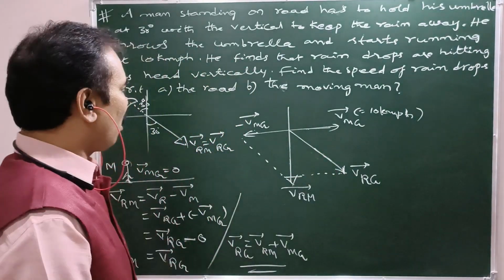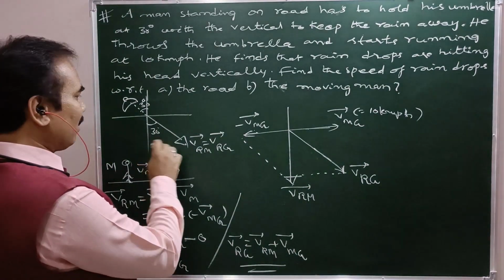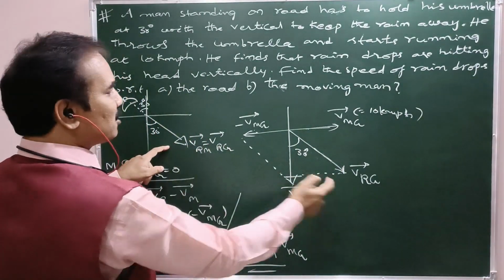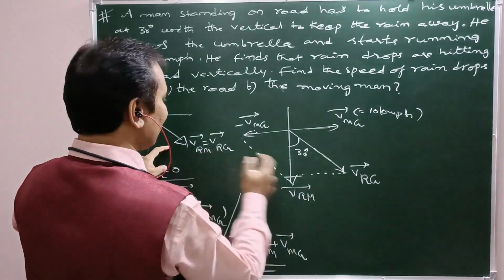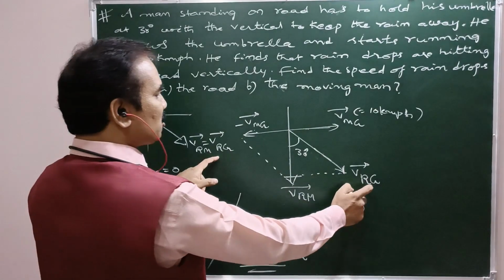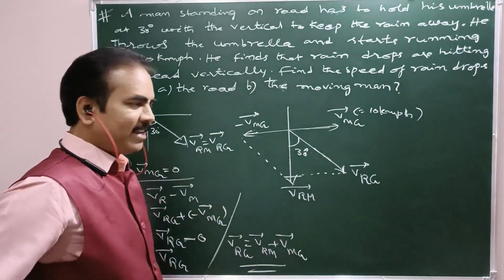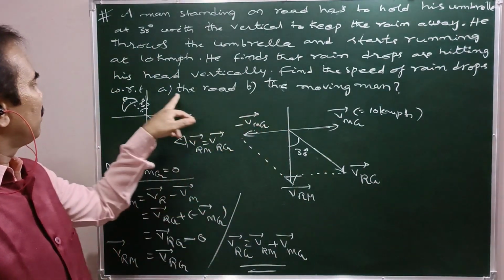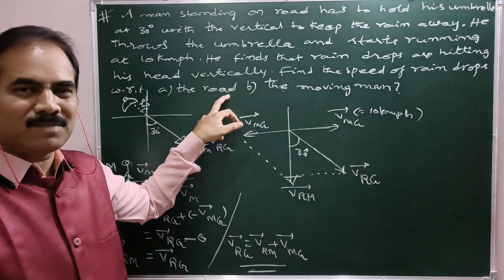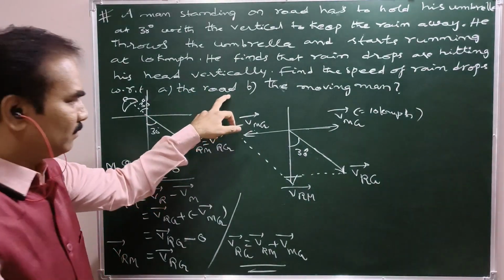Okay. Now, what is this angle? 30 degrees. So in both cases, VRG is not at all changing. That is fixed with respect to ground, right? That is what absolute velocity of rain with respect to ground, fixed. Now the question is to find velocity of raindrops with respect to the road. With respect to the road means with respect to the ground.